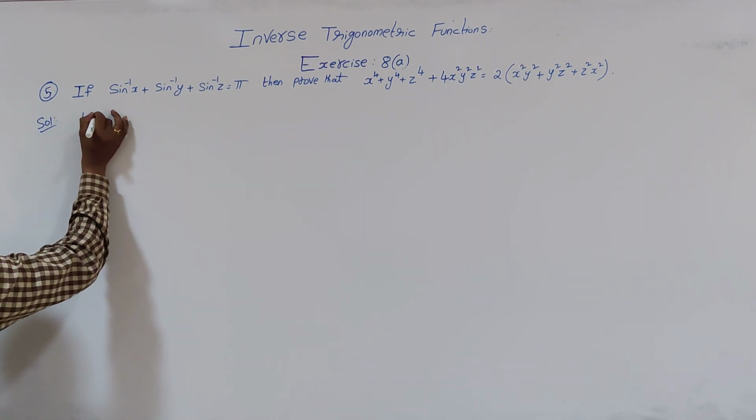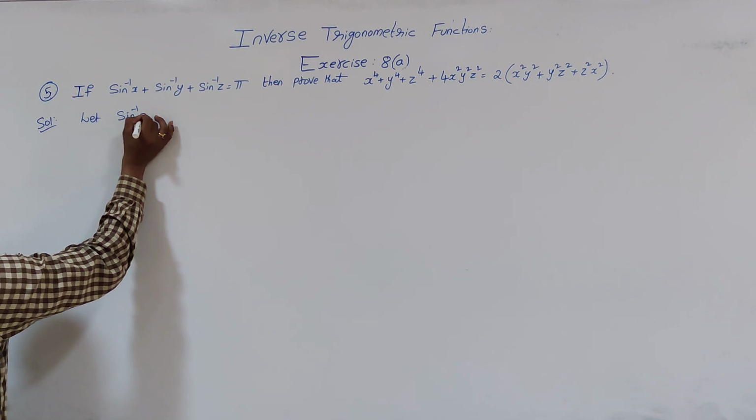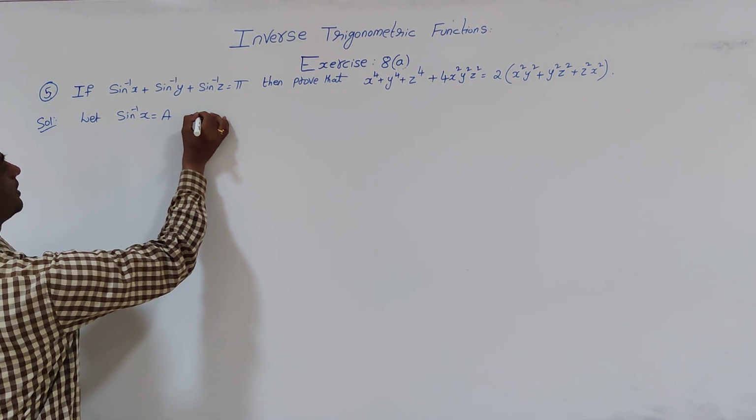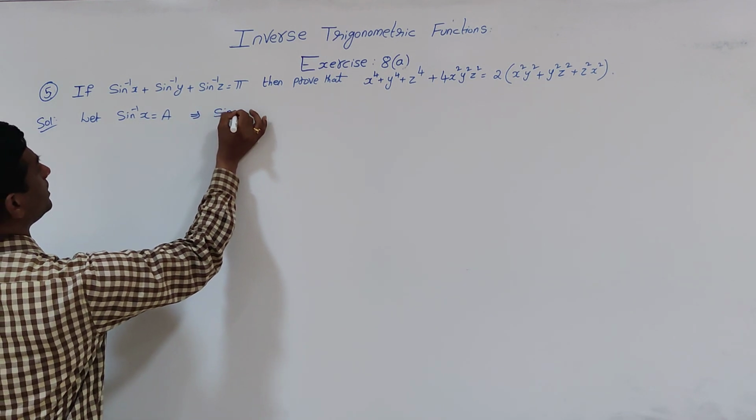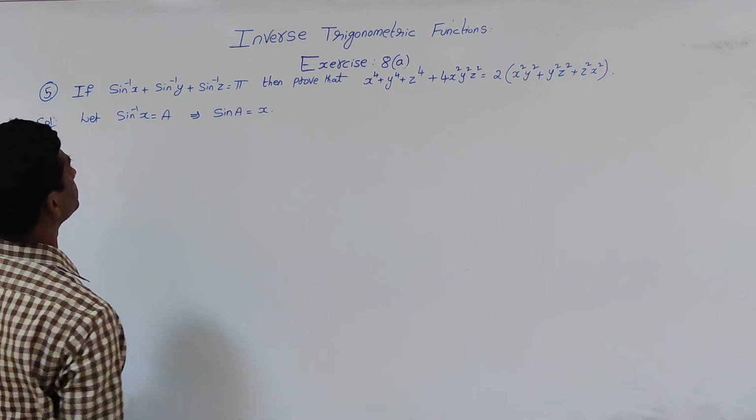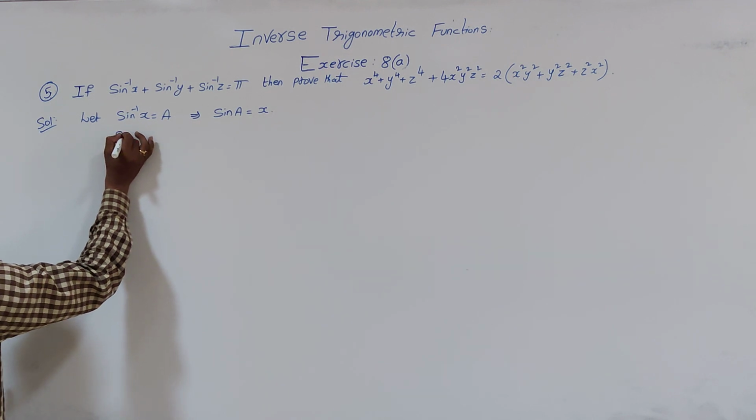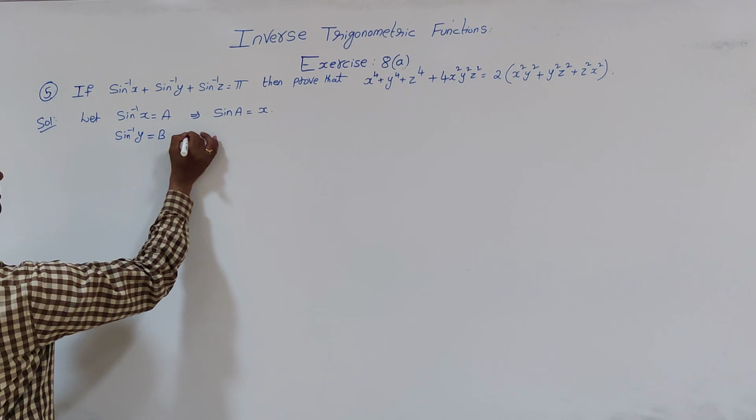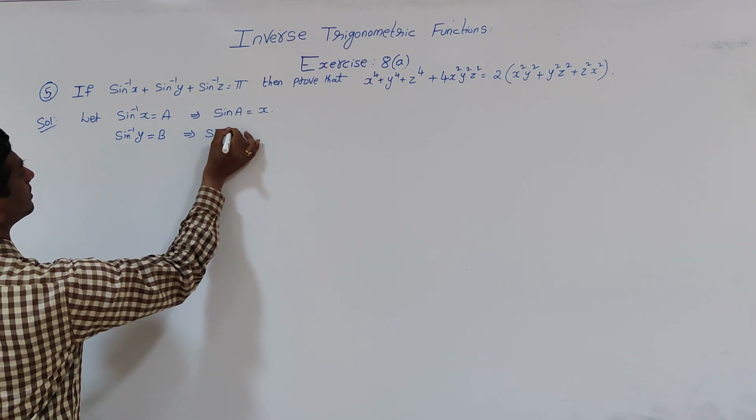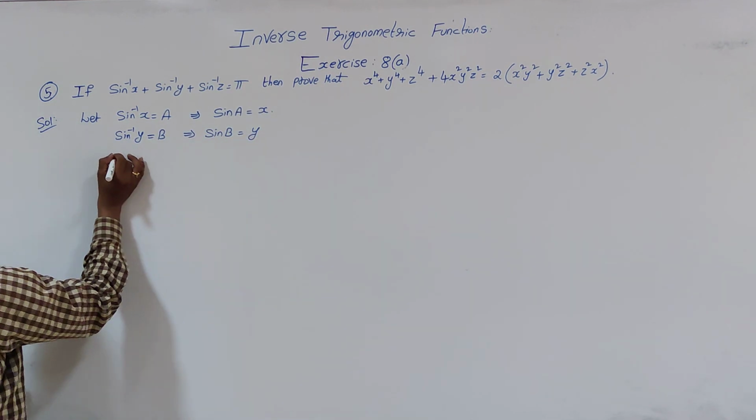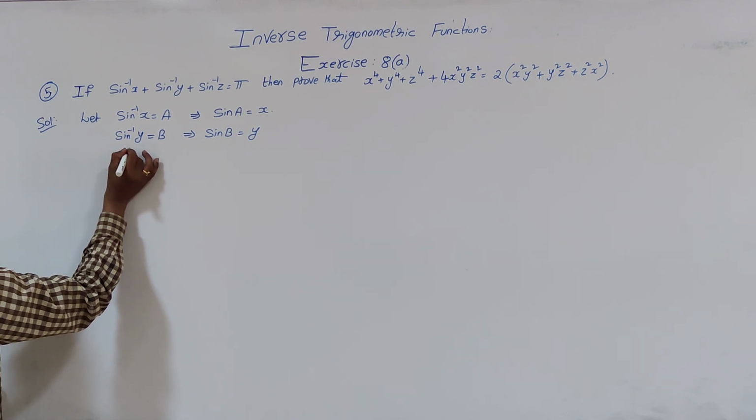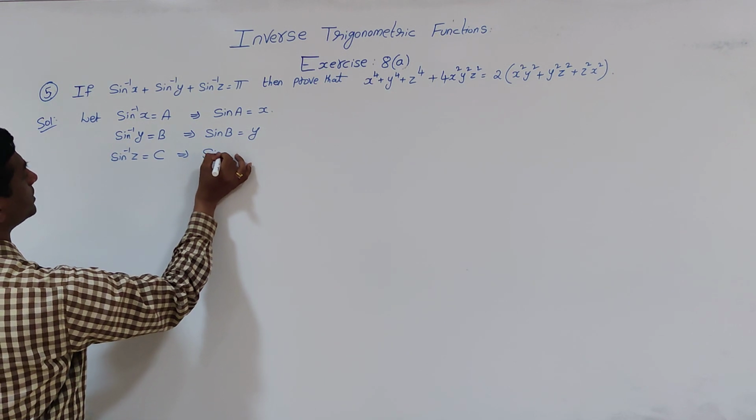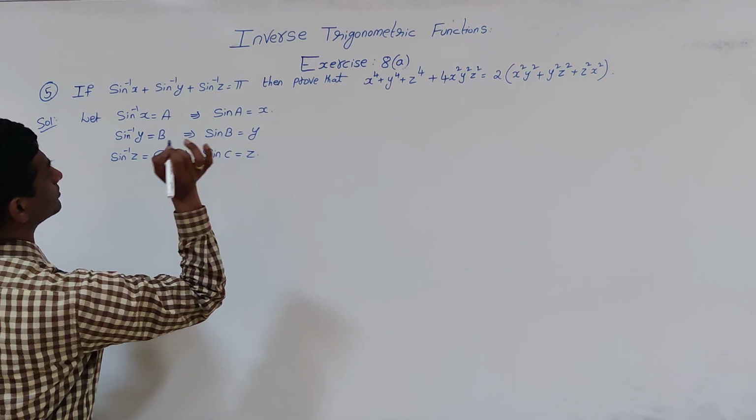Let sine inverse of x is equal to capital A, some angle, implies sine A will be x. Similarly, sine inverse of y is capital B, implies sine B is y, and sine inverse of z is equal to capital C, implies sine C is equal to z.